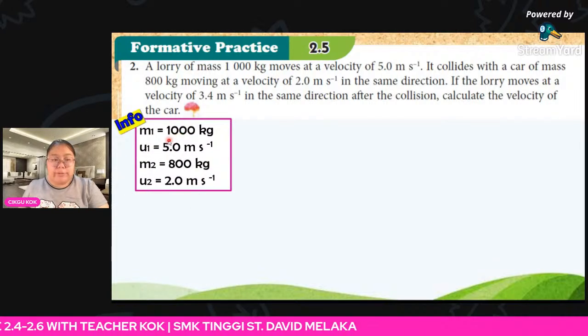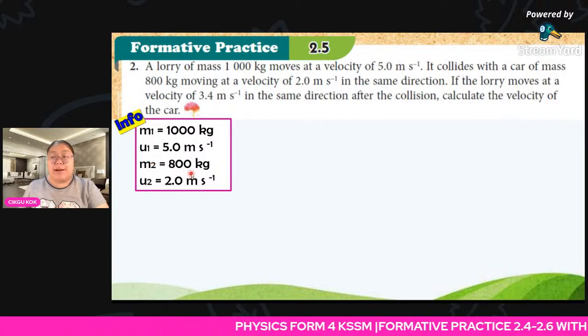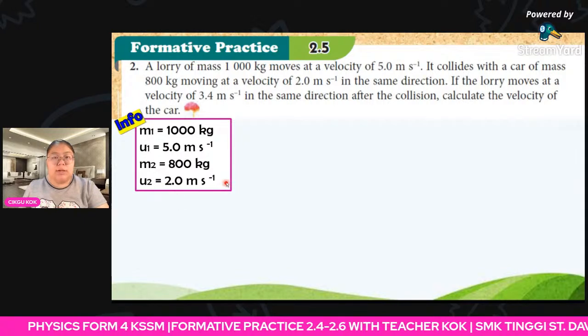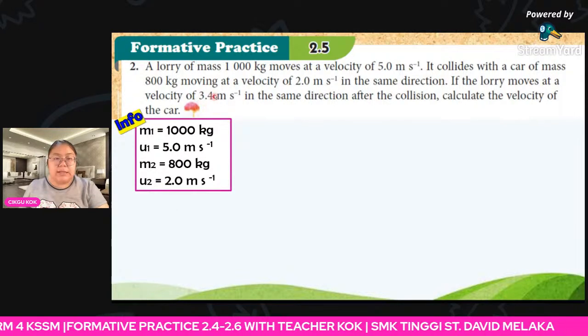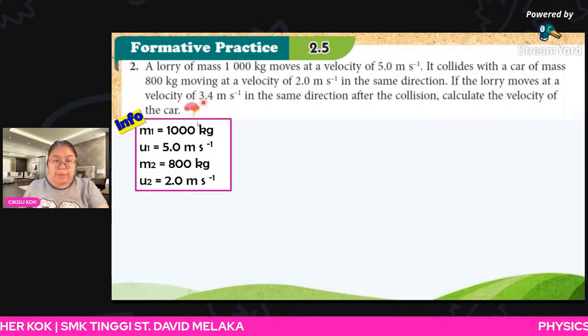This one is all the info. First, we label the lorry as M1, 1000 kg. It is moving with U1, 5 ms^-1. M2 is the car, 800 kg, and the initial velocity is 2. After that, one more info: 3.4. After collision, the lorry is still moving. This one we call V1.